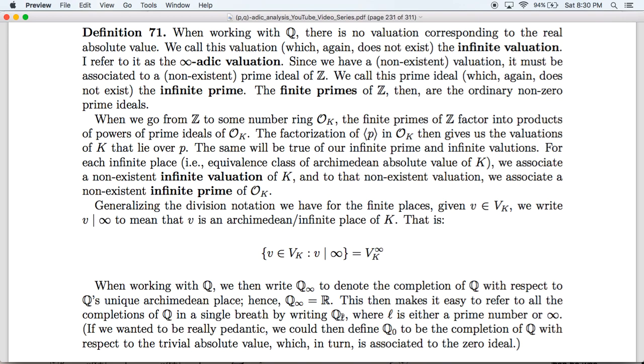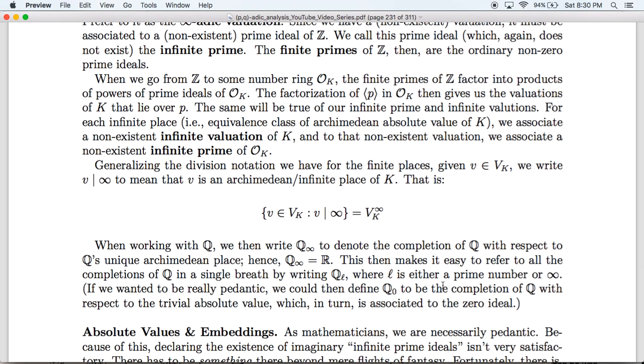And if we wanted to be really pedantic, we could even include 0, corresponding to the trivial prime, or the 0 ideal. And in that case, it would be the completion of Q with respect to the trivial absolute value, which is Q itself. So that's really the complete classification of everything going on.